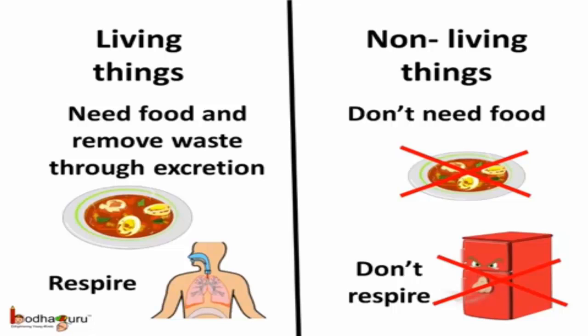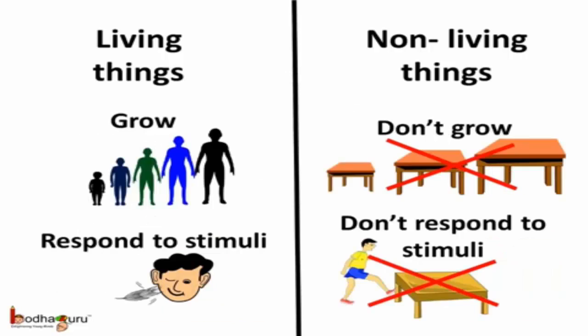The living things need food for energy and they remove the unutilized food and other waste through excretion. But non-living things don't need food. All living things respire to get energy from food, but non-living things don't respire. Living things grow, but non-living things don't grow.